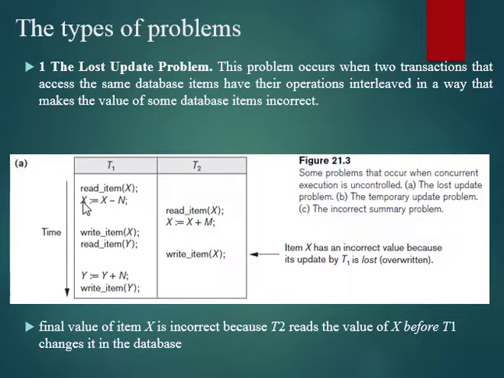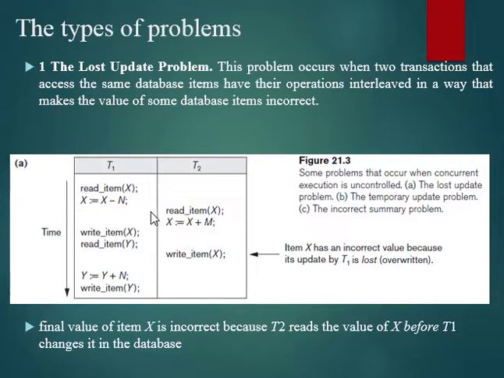Okay, and before updating, T2 reads the value of x, but it is reading the old value, so T2 gets the value of x as 50. Then it updates the value of x as x plus m. So you can take m equal to 30. It adds 50 plus 30 and writes back to the program variable. So the value of x is 80 for T2 after updating, but it is not written back yet.